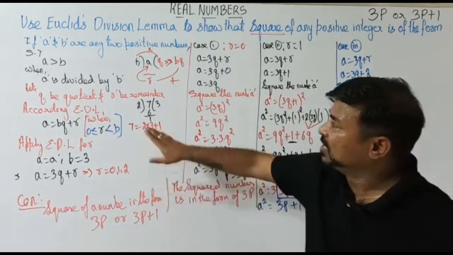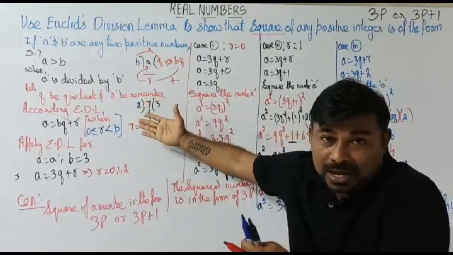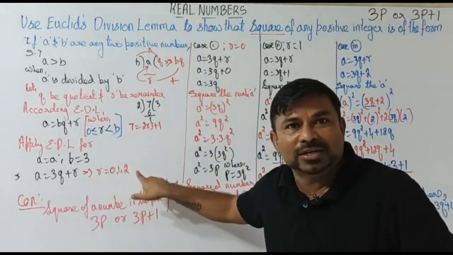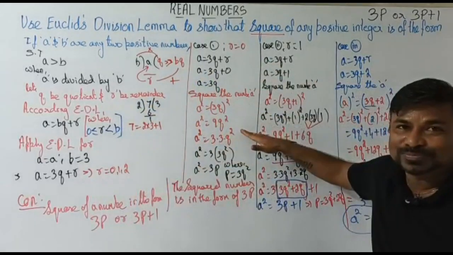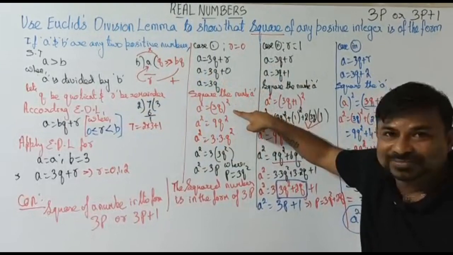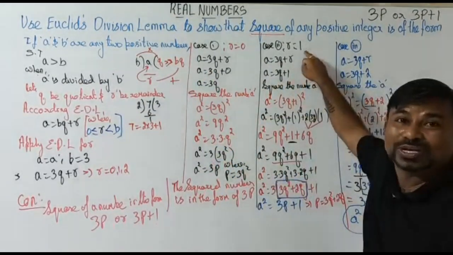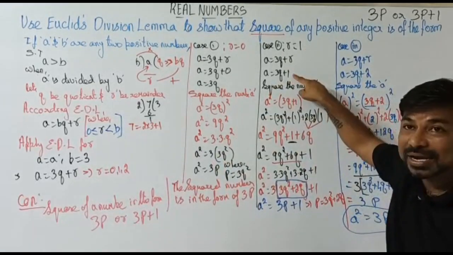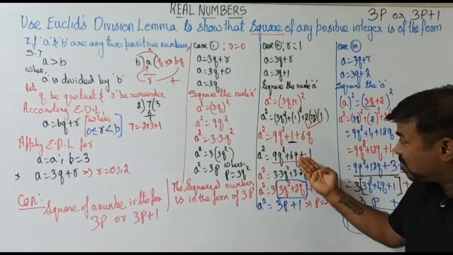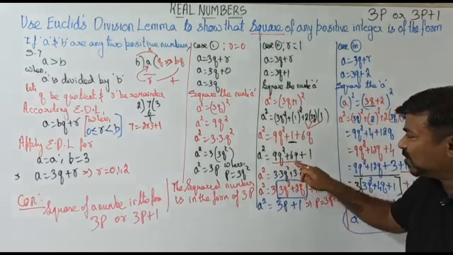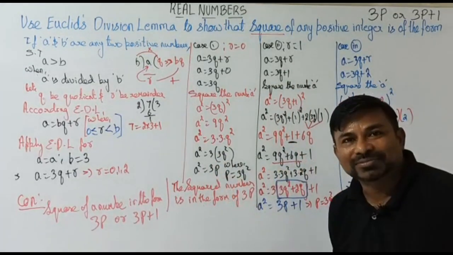The logic here is the remainder in Euclid division lemma. Remainders are 0, 1, 2. I took 0 first. I squared it and I have written it in the form of 3 into something. Now r I took as 1. I plugged it in, squared, and applied the formula a plus b whole square. I took the 1 to the side. Then from the first 2, I took 3 as common.